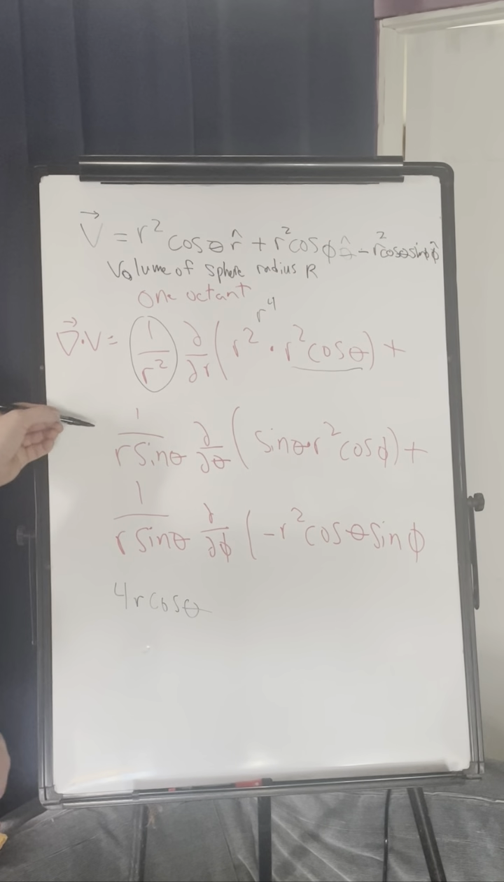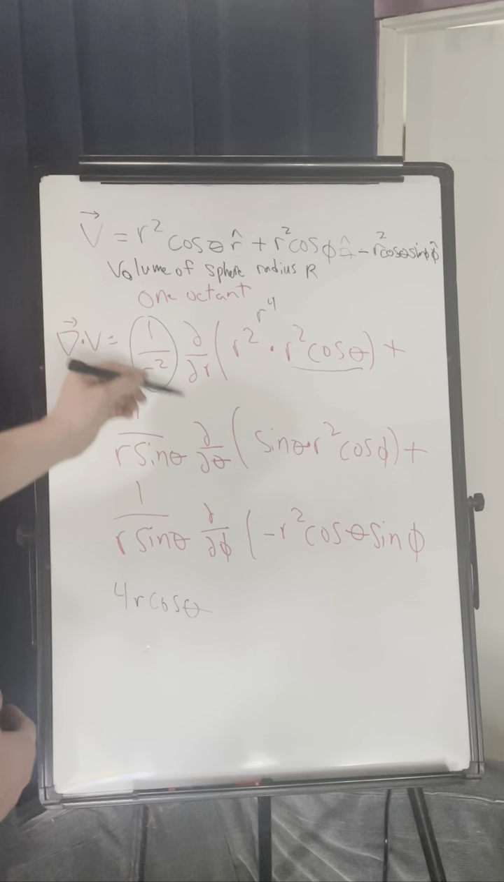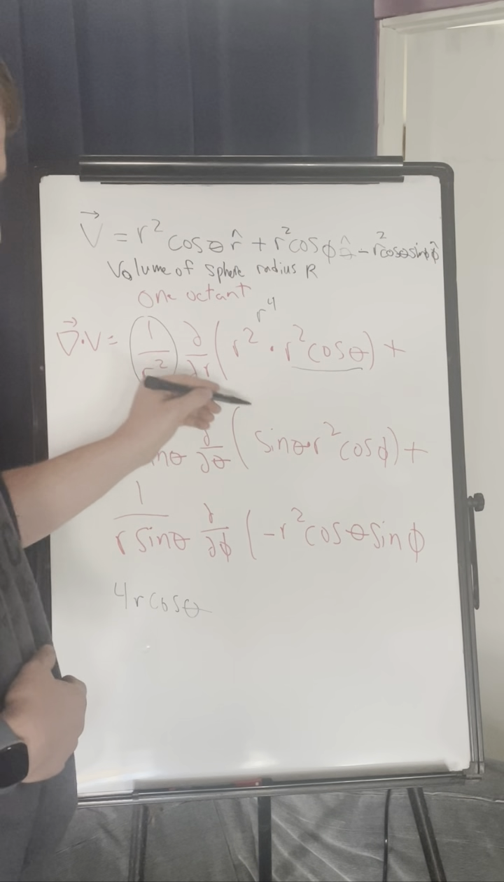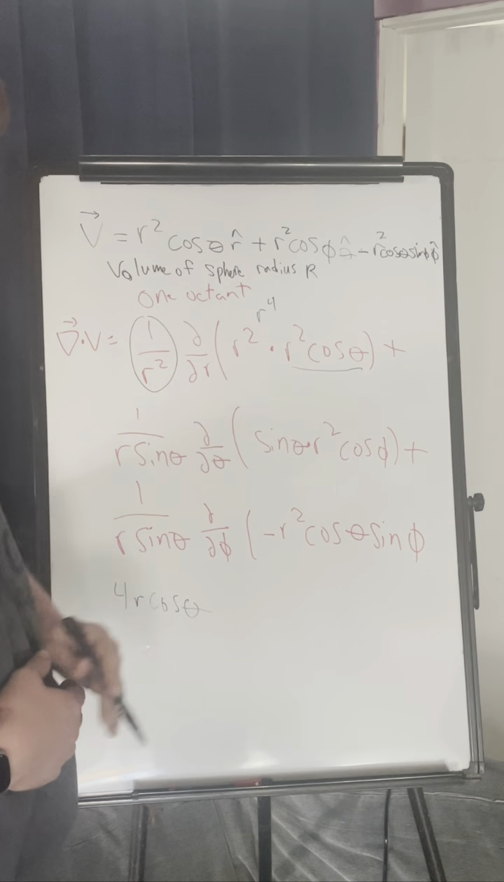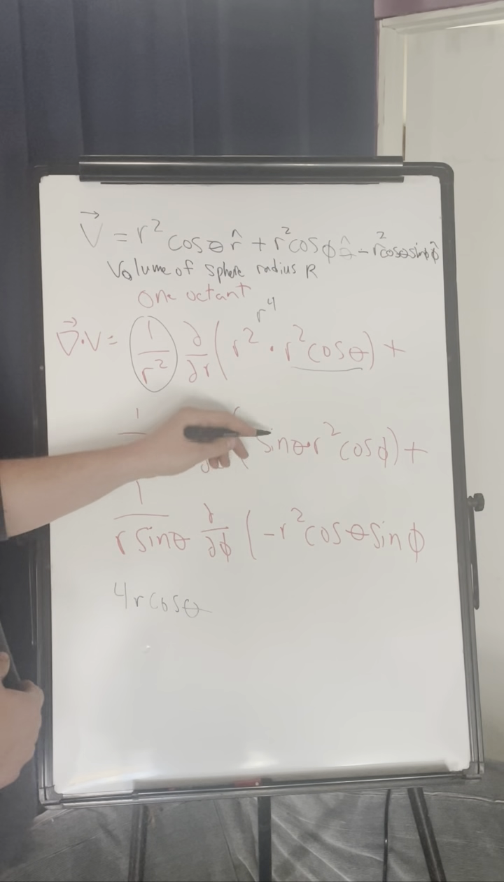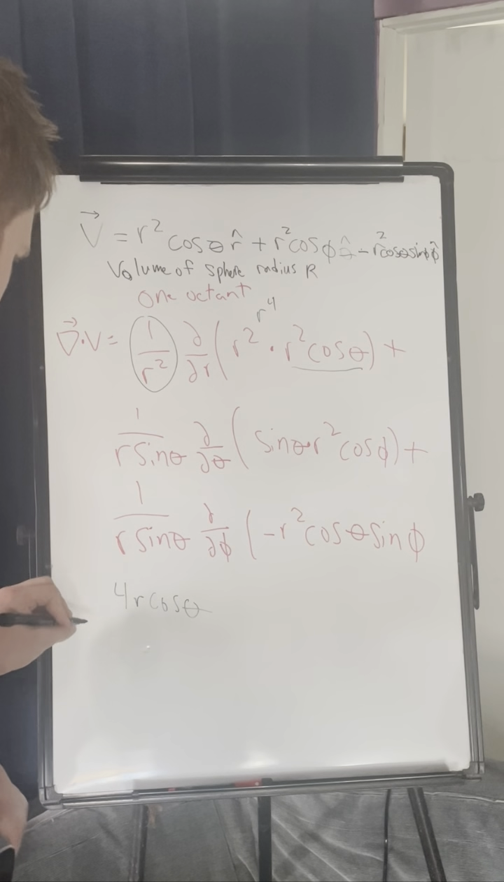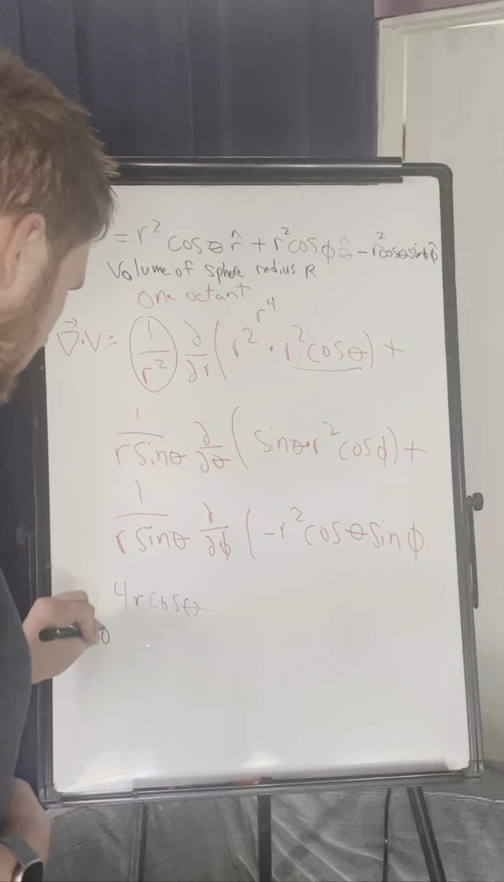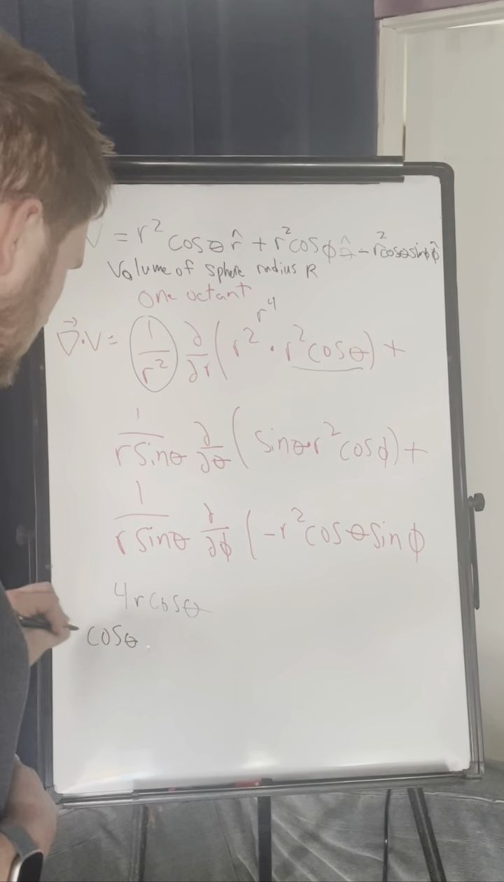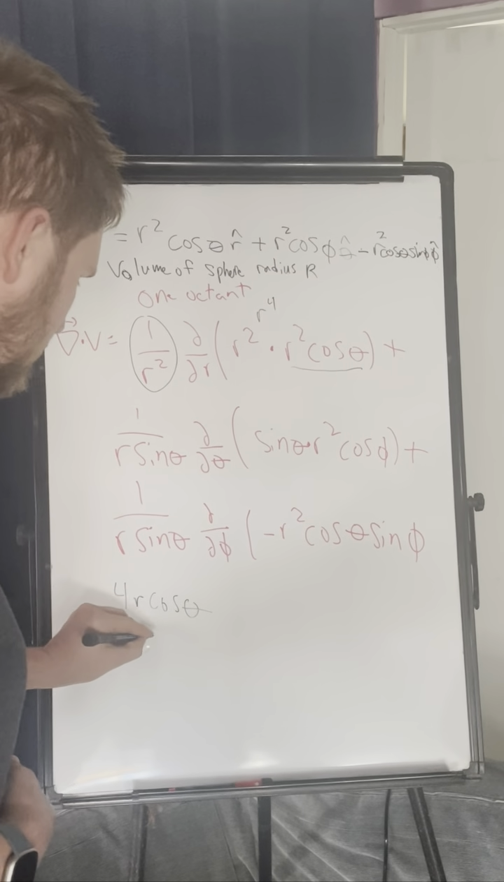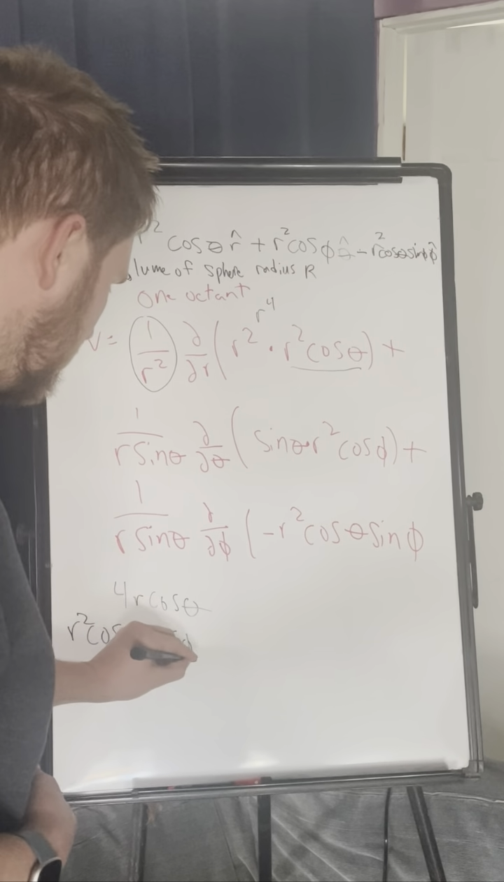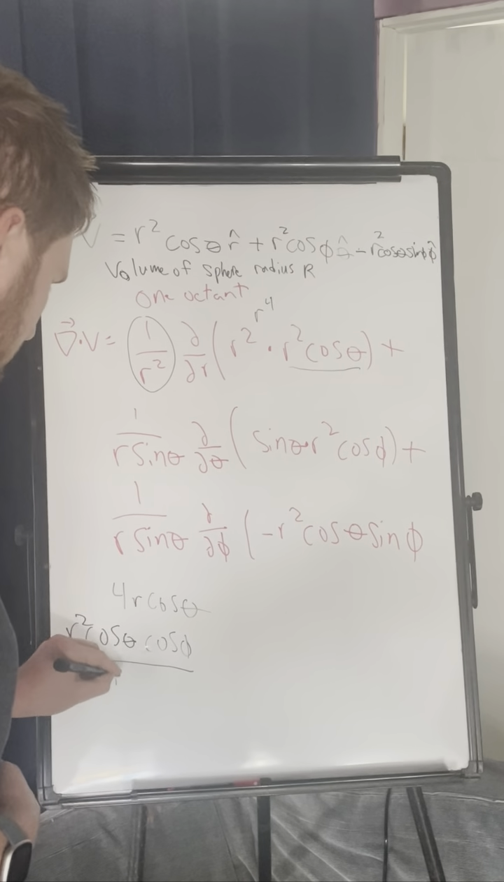And now we're adding 1 over r sine theta partial by partial theta of sine theta r squared cosine phi. Derivative of sine is cosine, so now we have cosine theta r squared cosine phi over sine theta r.